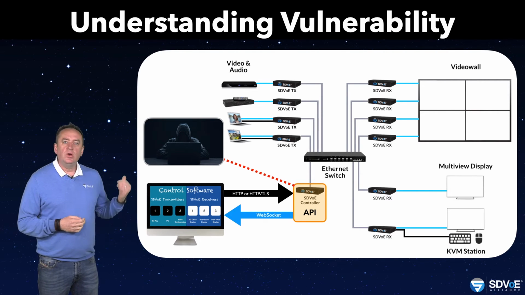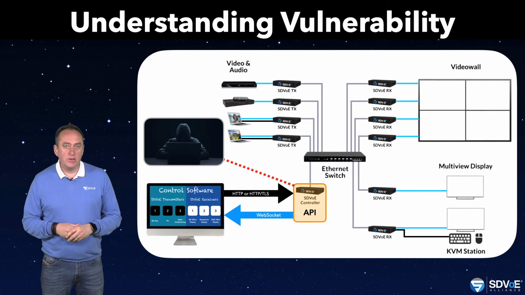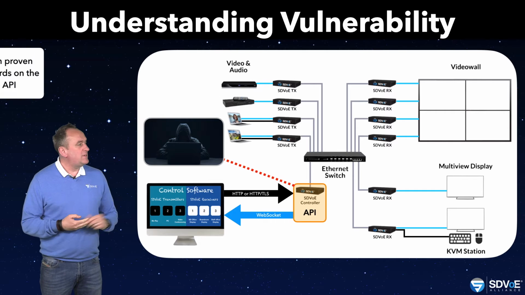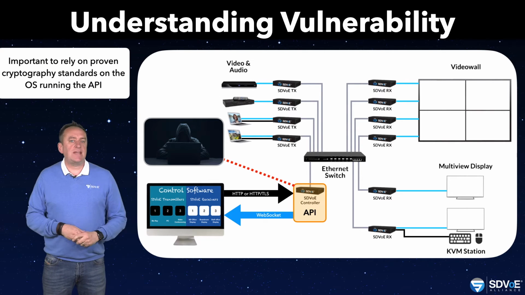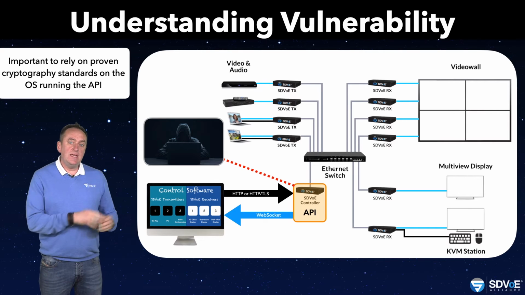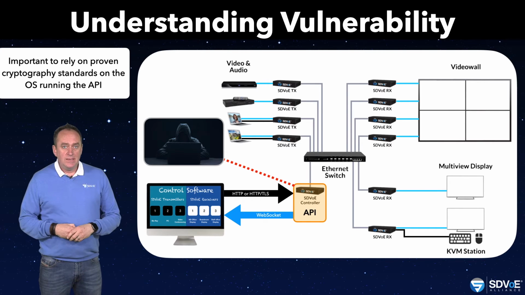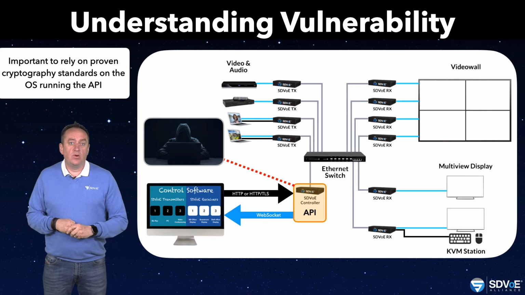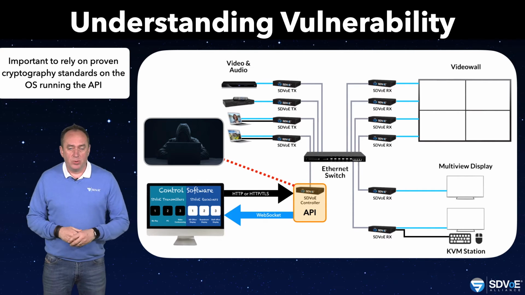The API server which communicates to the AV endpoints will live on a computer running an operating system. And for decades now, cryptography standards and algorithms have been perfected to ensure content within the OS is safe. Relying on these proven standards over a half-thought-out amateur security system is extremely important.